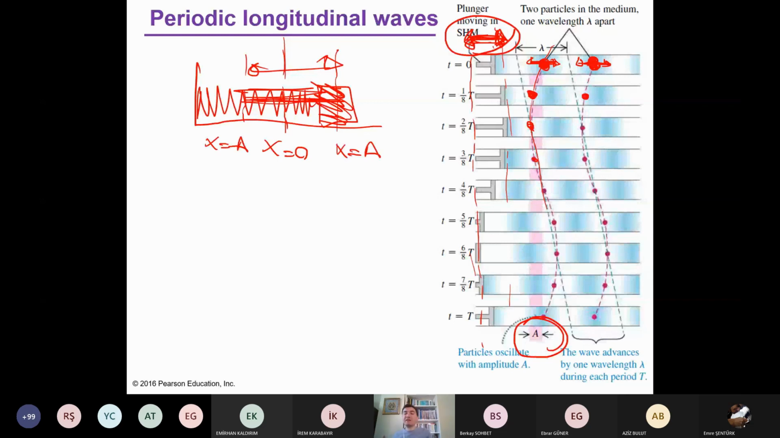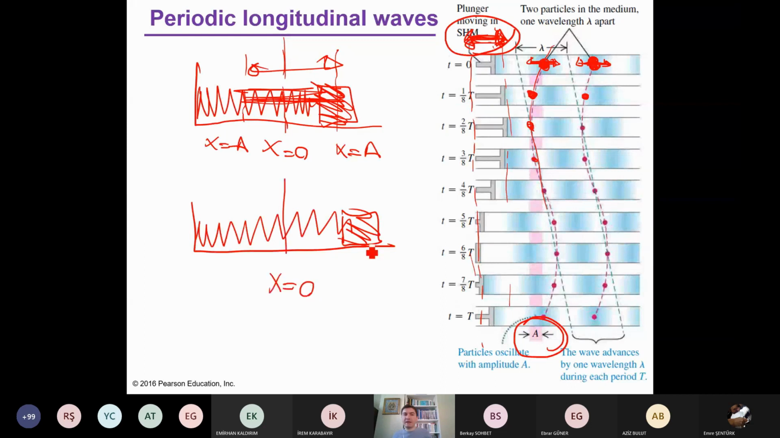In order to understand the periodic waves, please always keep in your mind this system. Mass, spring, equilibrium condition, and the system is staying at certain position of X. And if you release, this system will have a periodic motion, simple harmonic motion, okay, around this equilibrium.